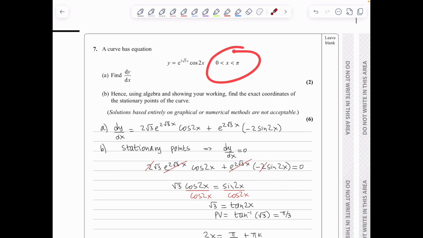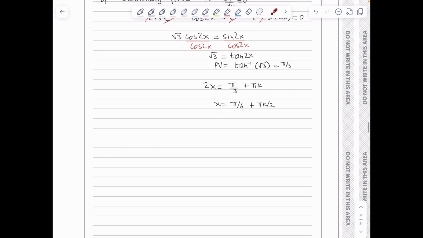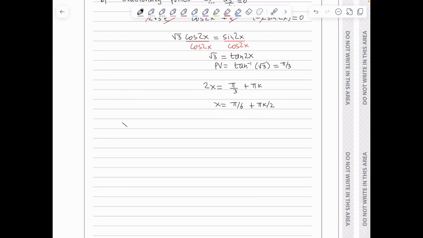Remember that x is between 0 and pi. So the first solution is that x is equal to pi over 6, in which case y is equal to e to the 2 root 3 pi over 6 times the cosine of 2 pi over 6. Remember, we're trying to find the exact coordinates here. The cosine of 2 pi over 6 is simply a half. So we've got e to the root 3 pi over 3 and all of it divided over 2.